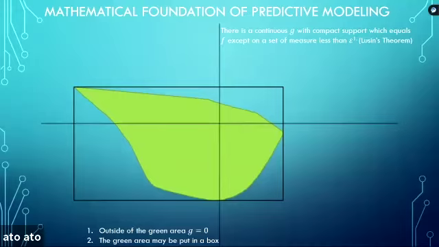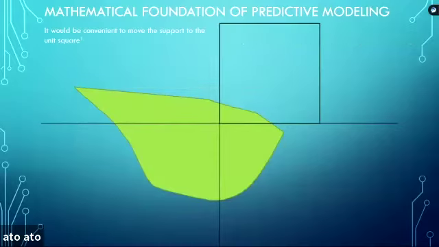All right, well, here's what I propose we do with it. And you'll just have to go with me for a moment. I say it's going to be more convenient for us to put the support of this function, that green area, into the unit square. You'll just have to go with me on it. The utility will become evident later.